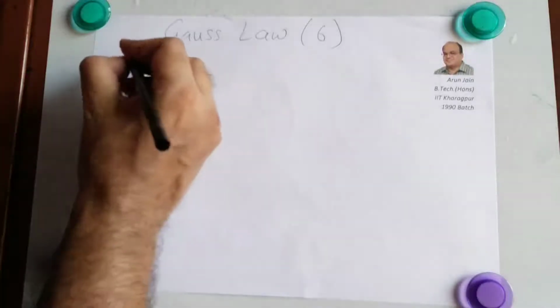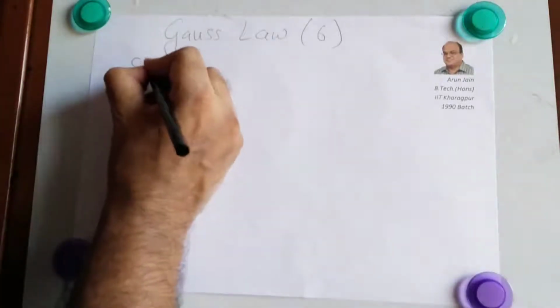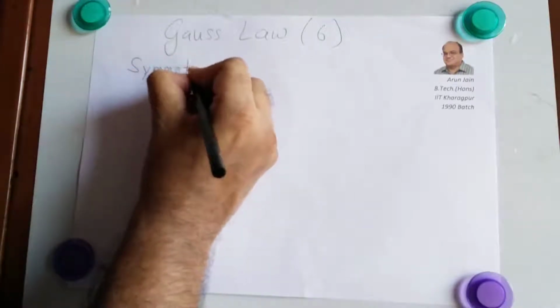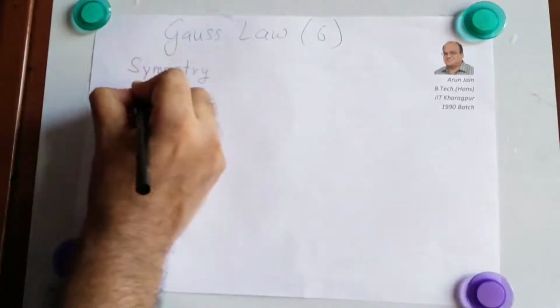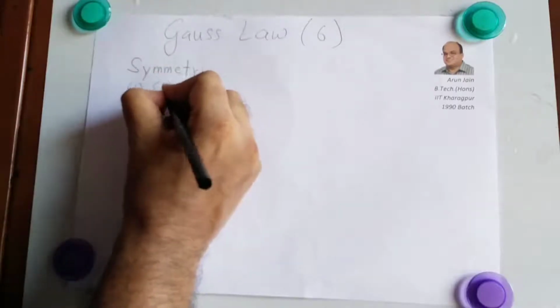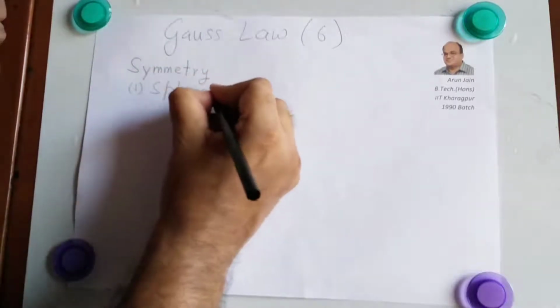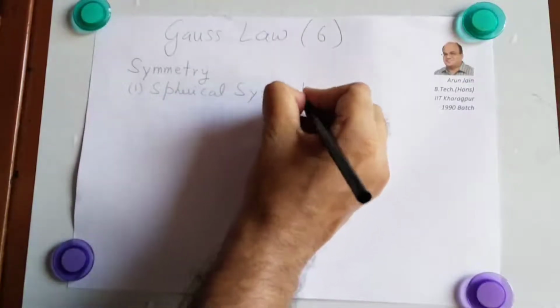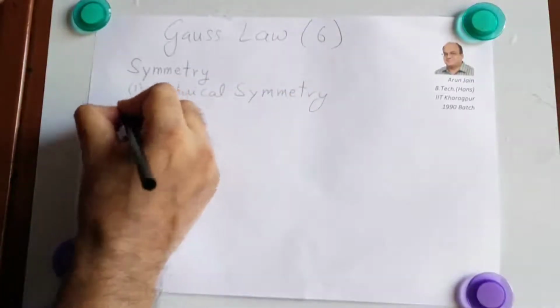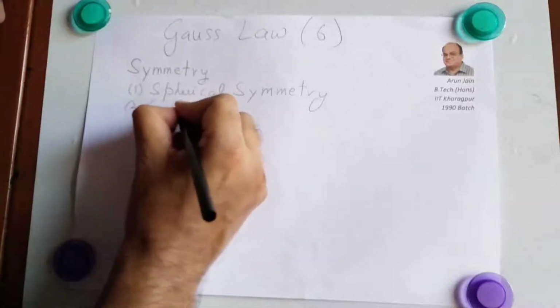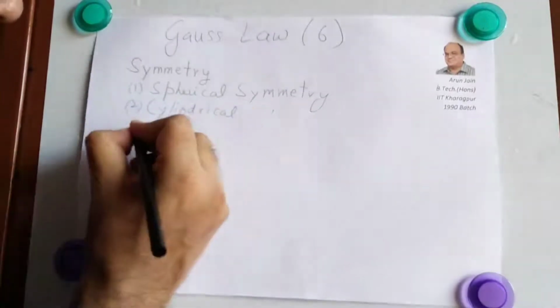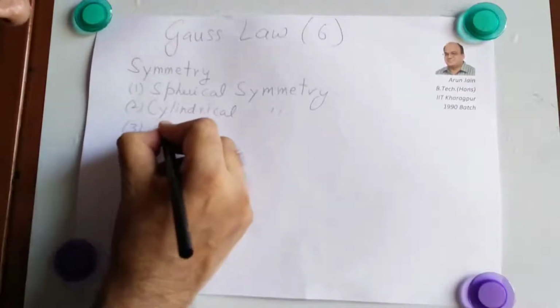The most important thing in this chapter is symmetry. And we look at three forms of symmetry. First one is spherical symmetry. Second one is cylindrical symmetry. And the third one is flat surfaces, flat planes.